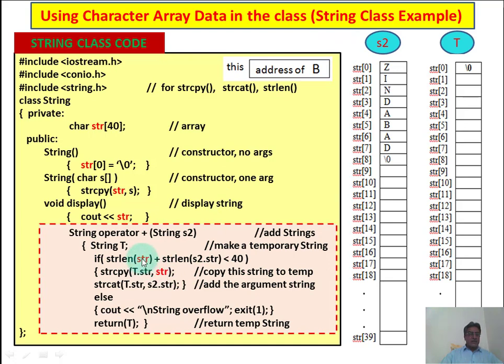What is the length of Pakistan? It is, I think, 8 or 9 characters, while s2.str, this is s2 and this is str, there are 8 characters, 0 to 7. Zindabad contains 8 characters. 8 characters are there, 8 characters are there. So 8 plus 8 is equal to 16. 16 is less than 40 because our target array is 40 characters. So the sum of these two concatenated strings should not exceed the numeric value 40 of the target array.